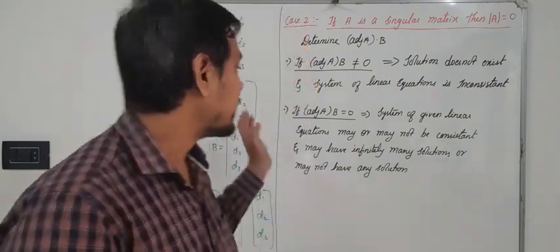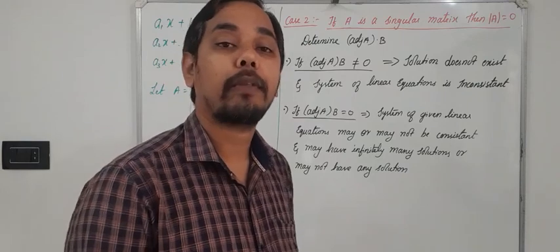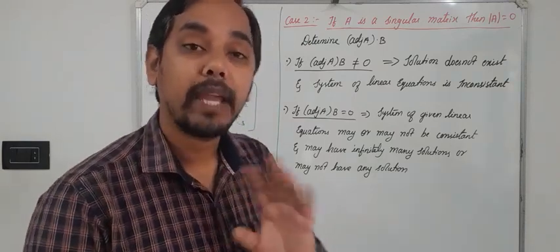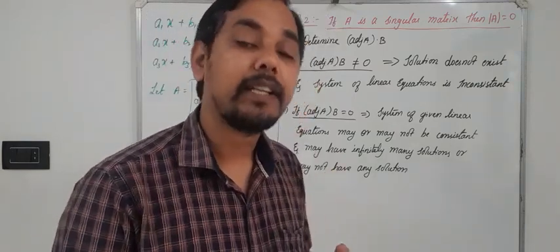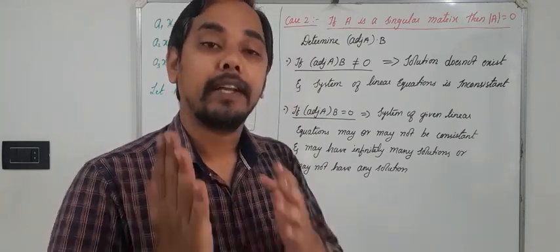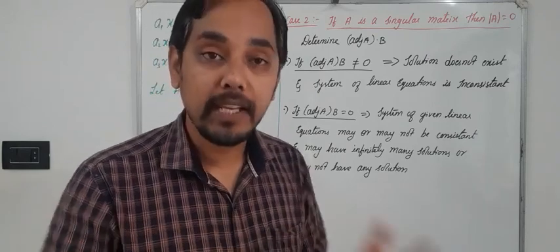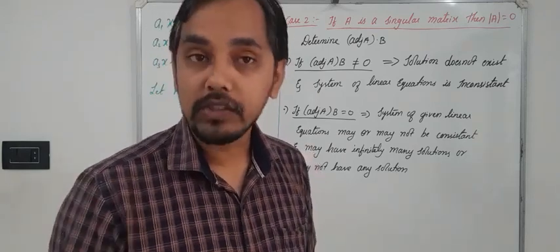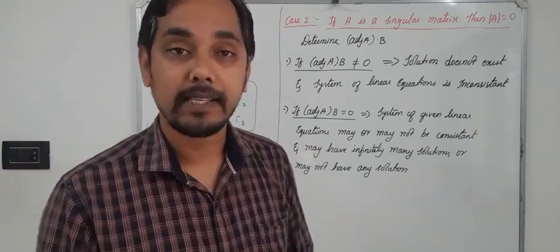And the second one is, if adjoint A into B is equal to 0, then a solution may or may not exist. The system may be consistent, or it may not be consistent. If it is consistent, then infinitely many solutions will exist. If it is not consistent, then no solution will exist.